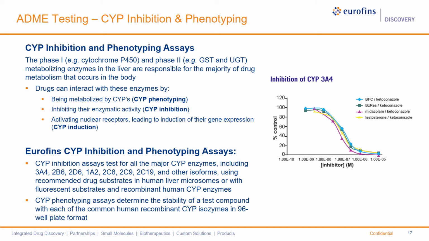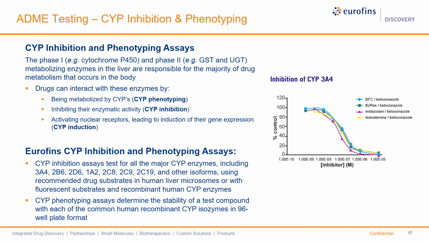Now, a drug can interact with cytochrome P450 enzymes in a variety of different ways. A drug may, for example, be metabolized by a cytochrome P450 enzyme, and it's important to understand the profile of metabolism. For example, knowing which cytochrome P450 enzymes can metabolize that drug. This kind of evaluation is called cytochrome P450 or CYP phenotyping.